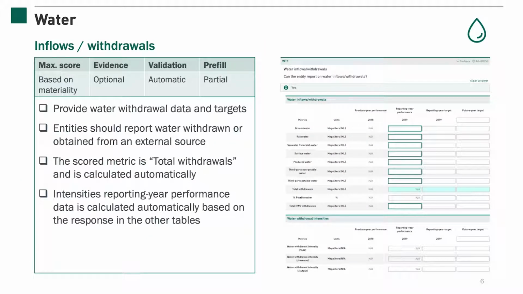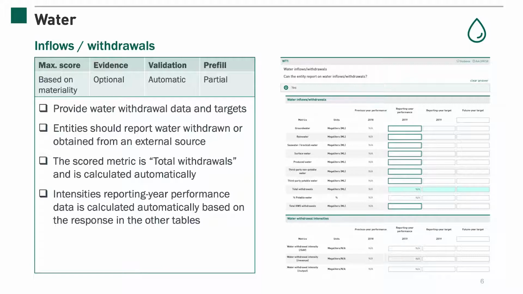The first indicator covers water inflows and/or withdrawals. Only answer yes if you can report all of the mandatory metrics in the performance table. Note that all water metrics are in megaliters, so you may need to make your own conversions in some instances. There are several tools and calculators freely available online to do so.